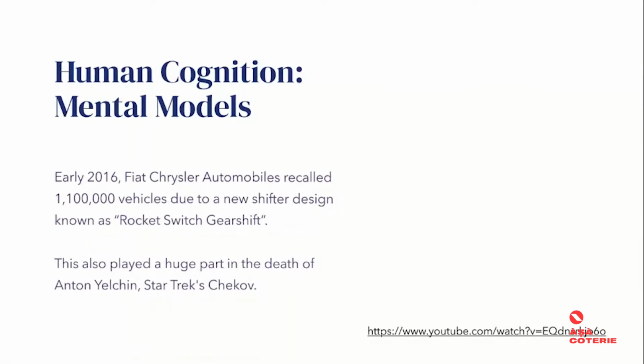There's a brand of automobile called Chrysler. Now, Chrysler recalled 1.1 million vehicles due to a new shifter design known as the rocket switch gear shift. The gear shift is the gear you use in your car, like your normal gear. When we say recall, it means they had to redesign, or scrap it off and reproduce new ones, or end the entire model and start afresh. So they recalled 1.1 million.